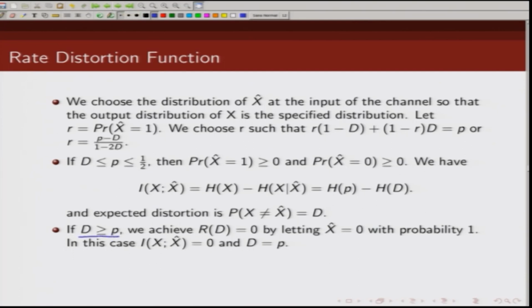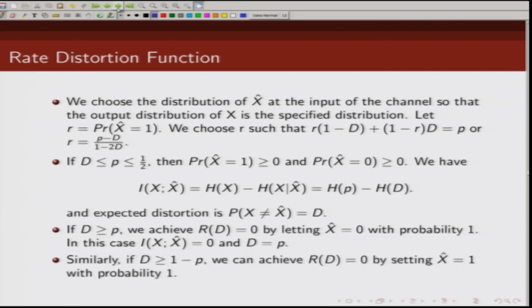Now, for the case when d is greater than or equal to p, r of d is 0, and for this we let x hat be equal to 0 with probability 1, and in this case the mutual information between x and x hat comes out to be 0 and distortion is basically p. And similarly, for d greater than or equal to 1 minus p, we can achieve r of d equal to 0 by setting x hat equal to 1 with probability 1. In this case also, the mutual information between x and x hat will come out to be 0.